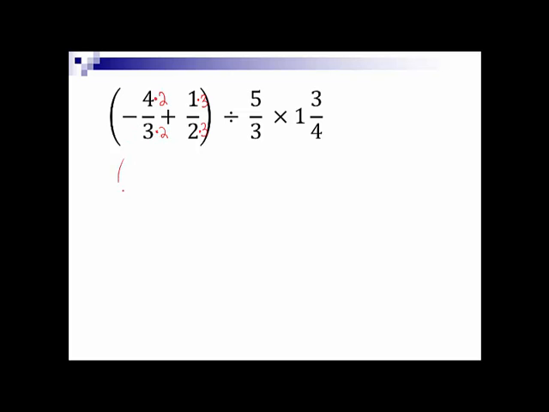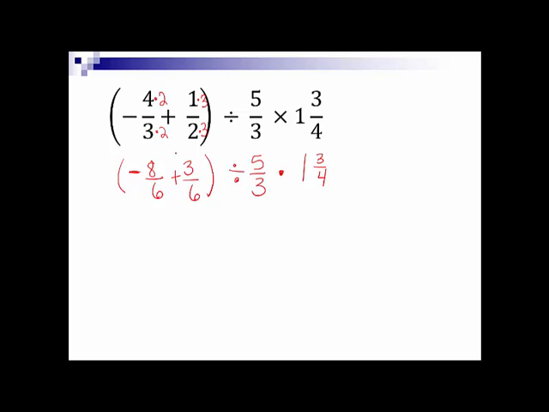So here I still in parentheses have a negative. 4 times 2 is 8. 3 times 2 is 6. Plus 1 times 3 is 3. 2 times 3 is 6. Divided by 5/3, and although on the state test they might use an X for multiplication, I like to change it to a dot because soon we'll be moving towards algebra, and so X's mean something different there.